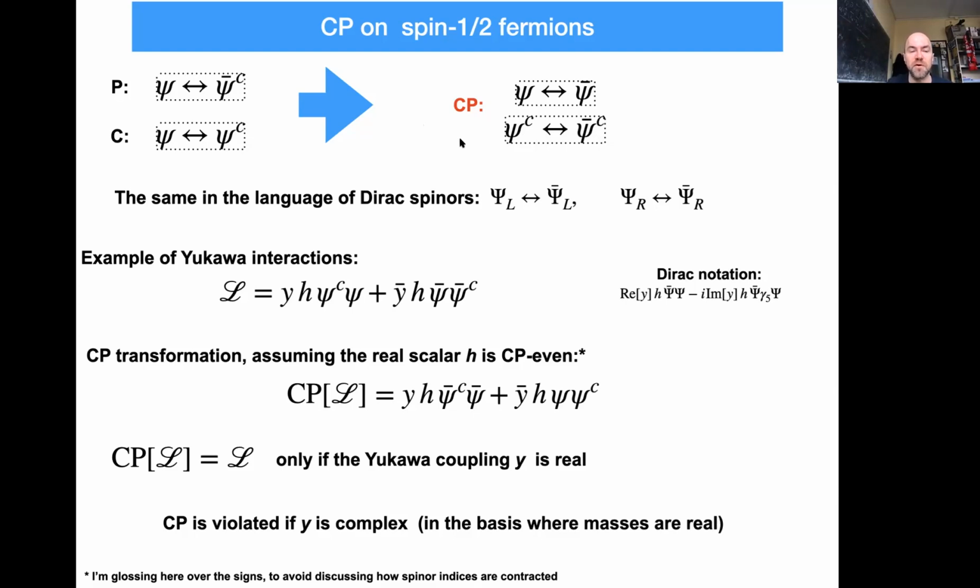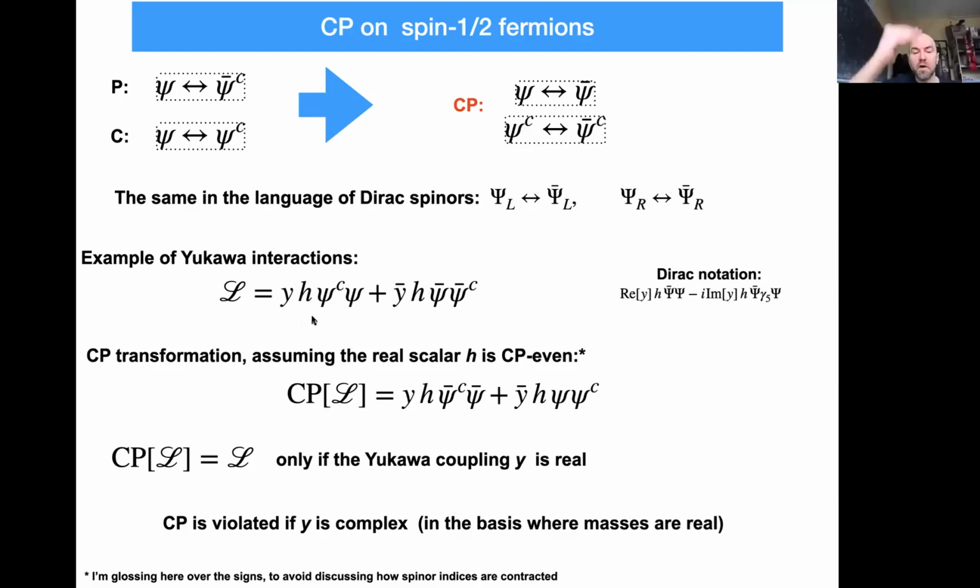So for example, let me give you the example of Yukawa interactions. Yukawa interactions written in 2-component spinors is this. This is the Yukawa coupling. This is, for example, a scalar. Let's take it as a real scalar like the Higgs boson. And this is psi psi c and psi bar c. And this is the same as in Dirac notation. You write a combination of a scalar contraction without gamma 5 and with gamma 5. This is the same thing in the 2-component notation.